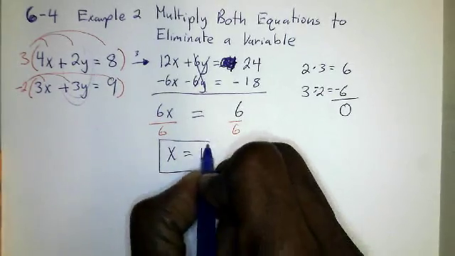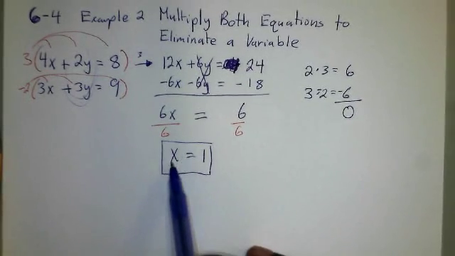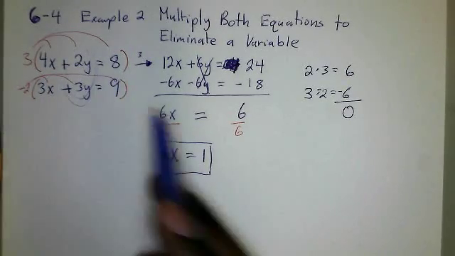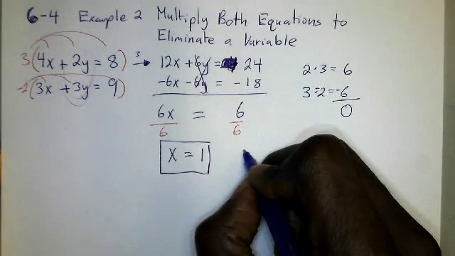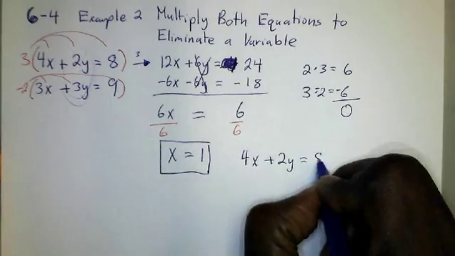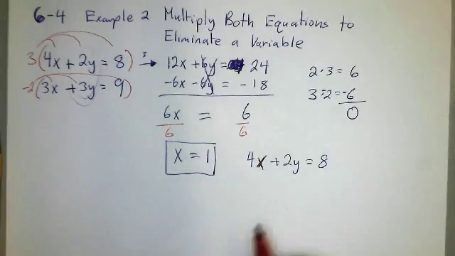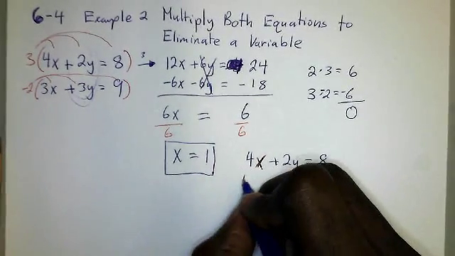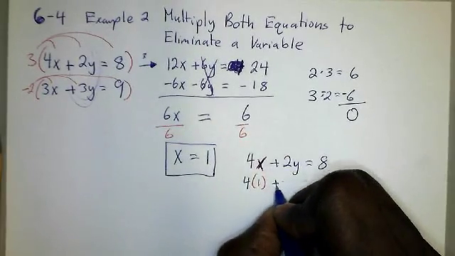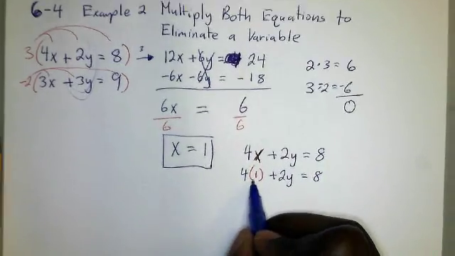Now this is my first answer. Now that I have x equal to 1, what I'm going to do is plug it back into the original equation. We can use any of the two original equations. It doesn't matter which one you use. But let's go ahead and use the first one. So we've got 4x plus 2y is equal to 8. What we're going to do is take x, and we're going to replace x with 1. So it's going to be 4 times 1 plus 2 times y is equal to 8. Understand 4 times 1 is just 4.